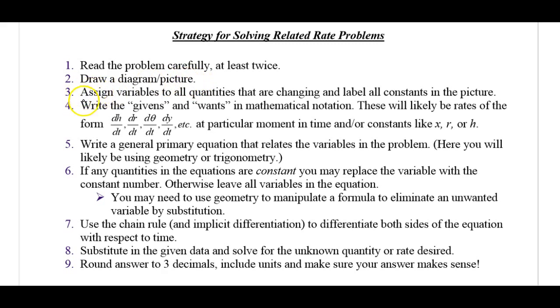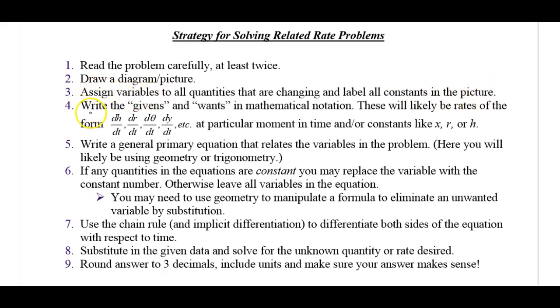Part 3, once you've drawn your picture, you want to assign variables to all quantities that are changing and label all constants in the picture. So not everything is going to be a changing quantity. When something is changing, we're going to have to label it a variable like x or y. But sometimes things will remain constant, a constant height or constant length, and then we can just go ahead and fill in that constant number in the diagram that we've drawn.